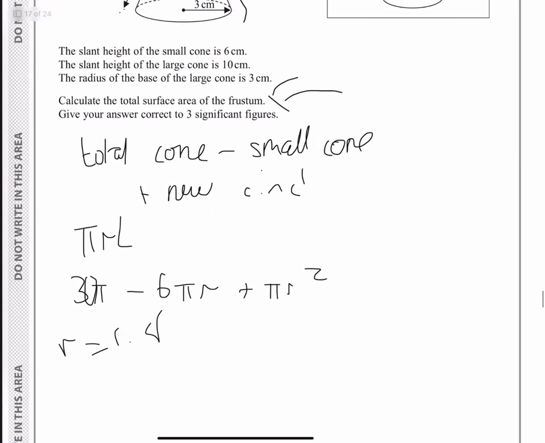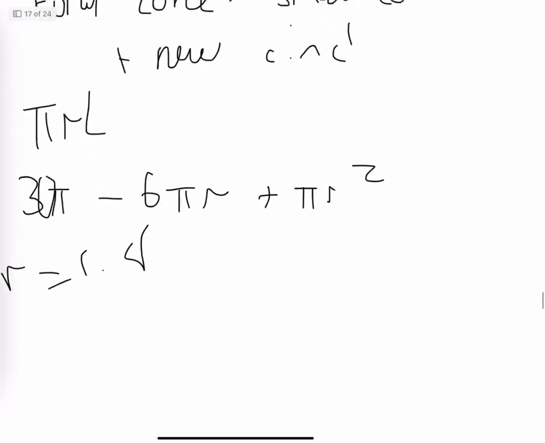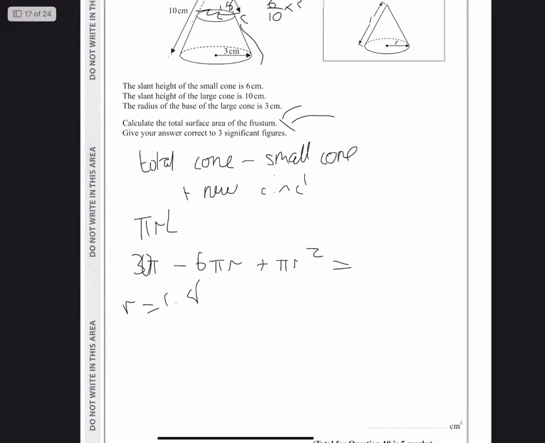So now just type that in, and what do we get then? 30 pi minus 6 pi lots of 1.8 plus pi lots of 1.8 squared. And that will give us 70.5 to 3SF.